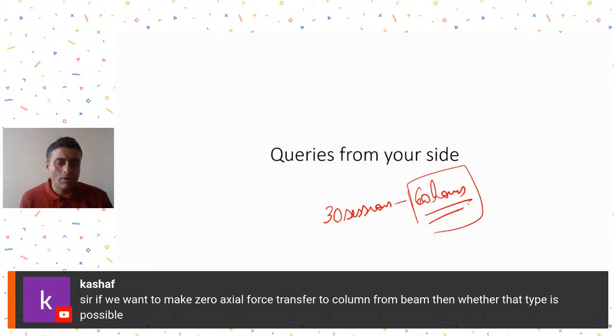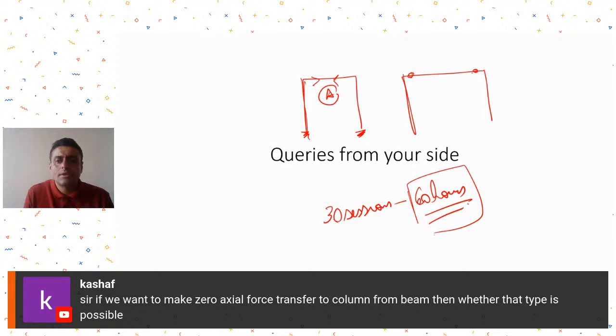Mr. Kashyap is asking if we want to make zero axial force transfer from column to beam. I think he is talking about the portal systems. In a portal system, your beams also undergo some axial forces because of this portal action. So he's asking that he does not want any axial load to be transferred. So you make a shear connection, a complete pin connection, and then you will see that no axial load is transferred to the beam.